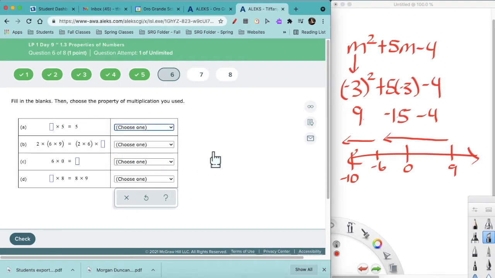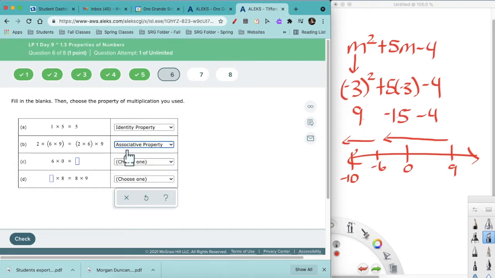So with this one, I'm multiplying 5 by something to get 5. Remember, the only thing that I can do that with would be 1. So it doesn't change the identity there. So that's my identity property. 2 times 6 times 9. 2 times 6 times has to be 9 because it has to be the same on both sides. And all I did was move the grouping here. So remember, grouping goes with associative. I'm moving around those parentheses.